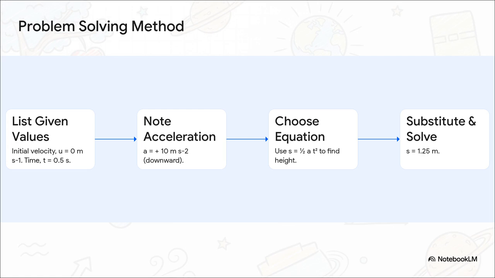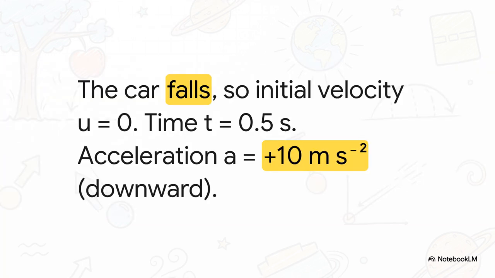Now, whenever you see a physics problem, it is always a good idea to follow a clear method. We will use these four simple steps that you see on the screen. First, we list all the given values with their correct signs. Second, we identify what we need to find. Third, we choose the right equation for the job. And finally, we just substitute the values and solve. Let's try this now.